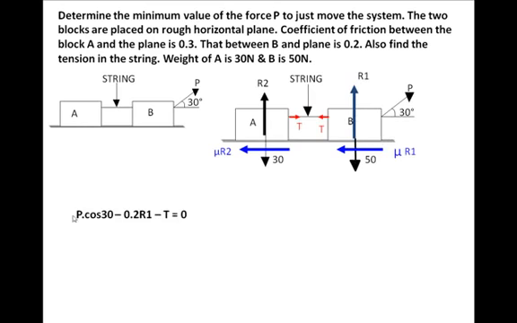So for body B, it will be P cos 30 minus 0.2 R1 minus T is equal to 0. And for sigma Fy, it will be P sin 30 plus R1 minus 50 is equal to 0. Similarly, two equations we'll write for body A. The X direction equation will be T minus 0.3 R2, that is mu R2, is 0. And the Y direction equation will be R2 minus 30 is equal to 0.